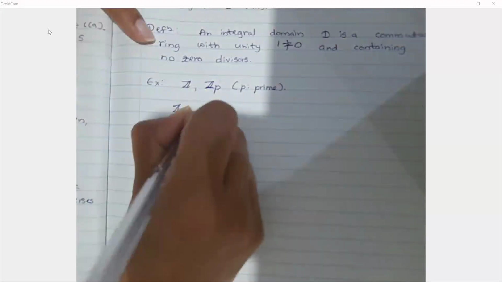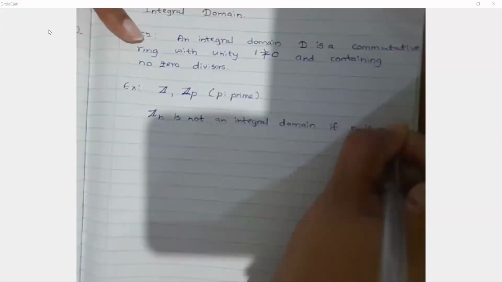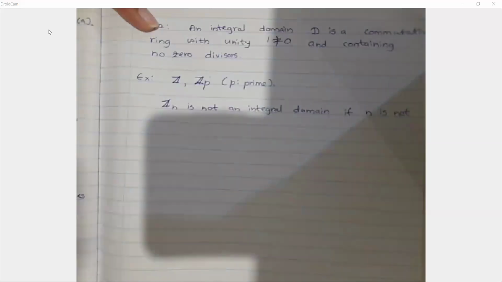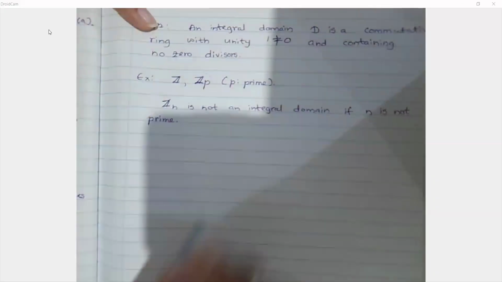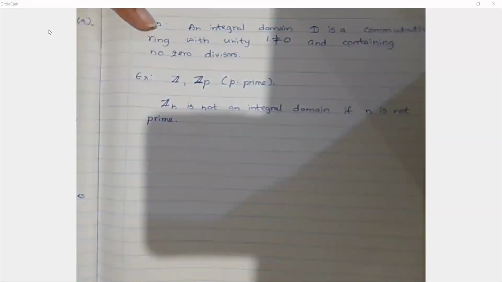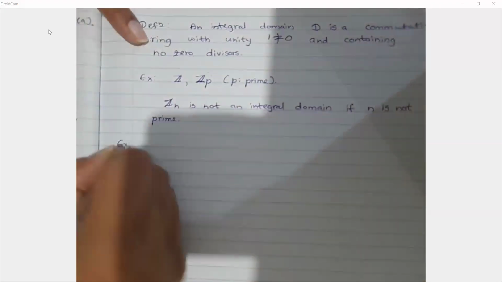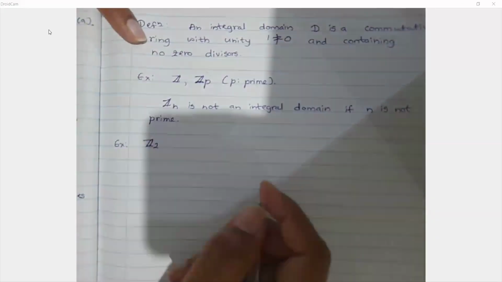Okay, so as an example, I'll write Zn is not an integral domain if n is not prime. And on the other hand, we know that this particular example, let's take a look at this one, Z2, now 2 is a prime number, is an integral domain.